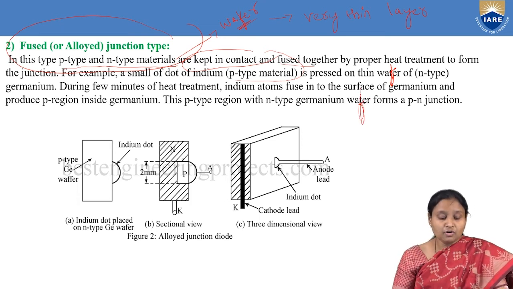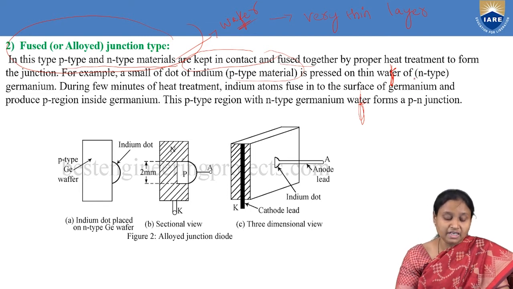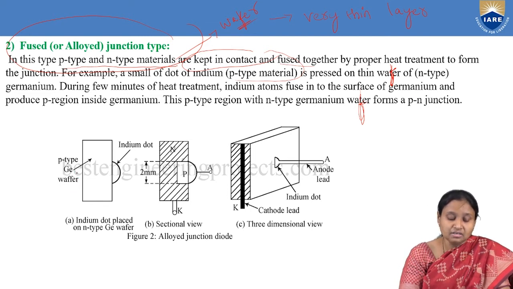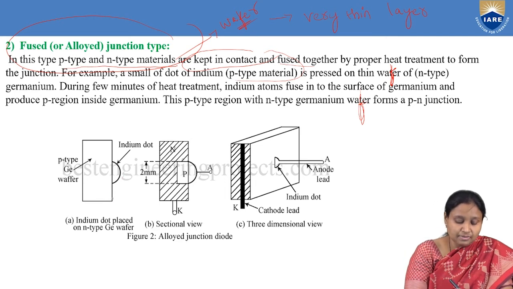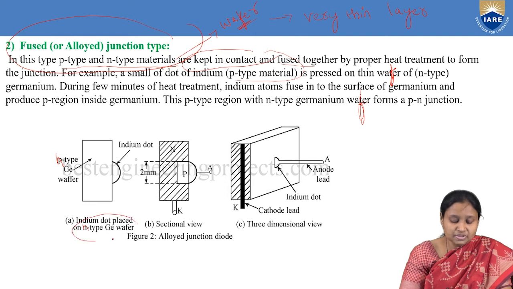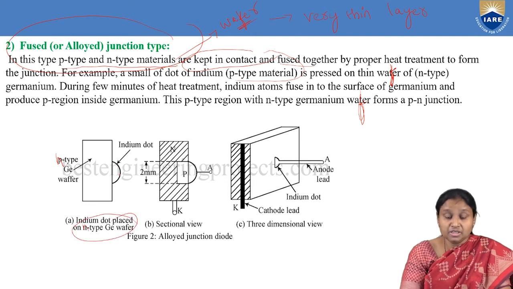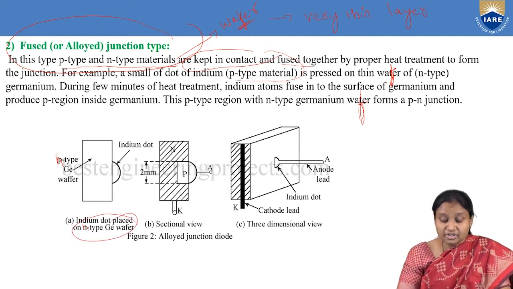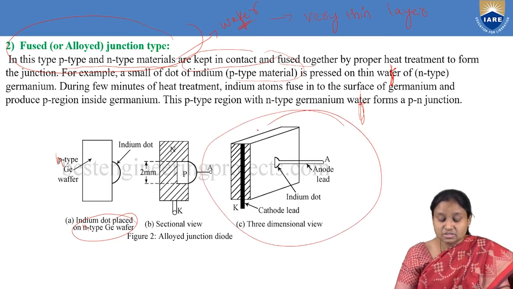So this is how you can form it. Or the other way is, instead of taking thin wafer of n-type, here I have taken thin layer of p-type wafer. So this is our wafer, but it is p-type. Actually this should be n-type wafer, sorry, this is n-type wafer. So here we have taken n-type germanium wafer. On that we have kept indium dot, and when we have heated it, this is what happens, as you can see in the three-dimensional view.